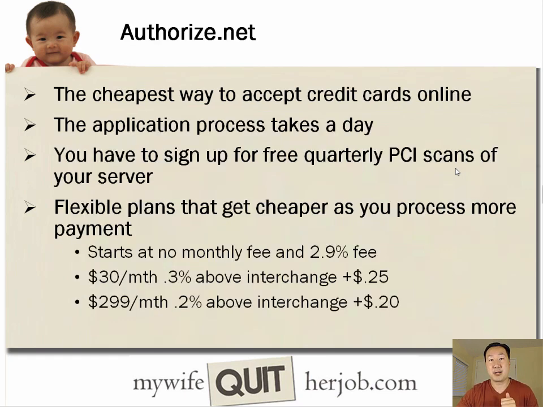And the third option is called Authorize.net. And Authorize.net is probably the cheapest way to accept credit cards online once you've achieved a certain amount of volume. The application process takes a couple of days. You do have to sign up for PCI quarterly scans of your server. But the good thing about Authorize.net is that they offer flexible plans that really get a lot cheaper as you process more payments. So like Stripe, it starts out at 2.9%, but as your volume grows, you can actually pay to get an extremely low rate. So right now, for example, I'm getting a 2.2% rate, which is substantially cheaper than 2.9. And when you do as much volume as I do, you end up saving a whole lot of money on payment processing when you go with a third-party provider like Authorize.net.